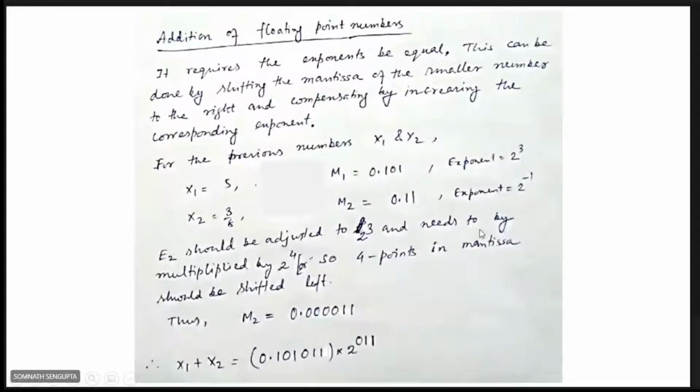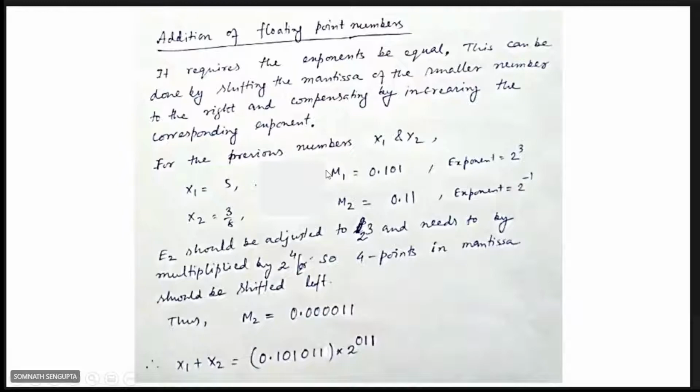Now what about addition? Addition of two floating points. There are two numbers, 5 and 3 by 8, where the mantissa is 0.101 for 5 and the exponent is 2 to the power 3, and for the second number the mantissa is 0.11 and the exponent is 2 to the power minus 1.